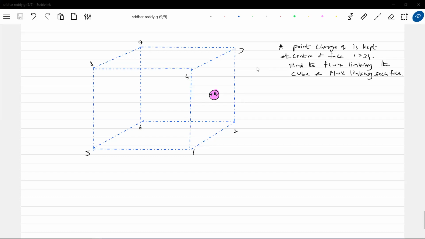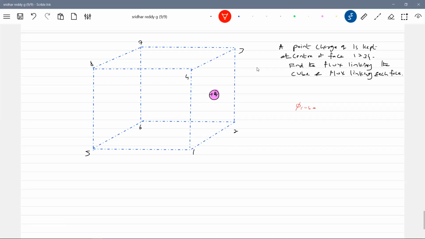2 epsilon naught, okay, q by 2 epsilon naught. Good. The flux linking the cube will be q by 2 epsilon naught. So what you should imagine is that half of the lines of force will pass through the cube, and the remaining half will not pass through the cube. So q by 2 epsilon naught of these many lines. So what is the flux passing through 1, 2, 3, 4? It will be 0, because the lines of force will be tangential to this face.